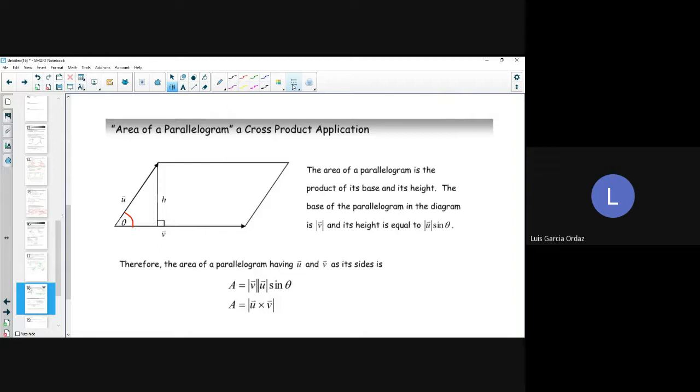So if we're referring from this angle over here and we want to find h, we know h is the opposite side and u is the hypotenuse. So if you do SOHCAHTOA, sine theta is equal to h over the magnitude of u, which means h is equal to the magnitude of u times sine theta. That is how we would find my height, which means that the area of the parallelogram having u and v as its sides is the magnitude of u times the magnitude of v times sine theta, which means that the area is equal to the magnitude of u cross v.